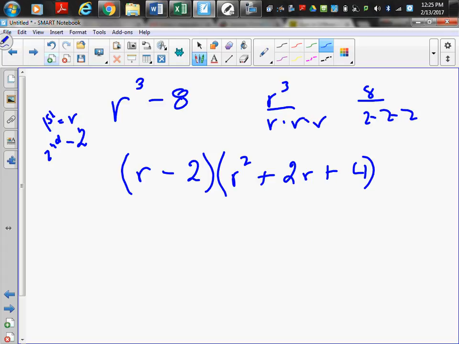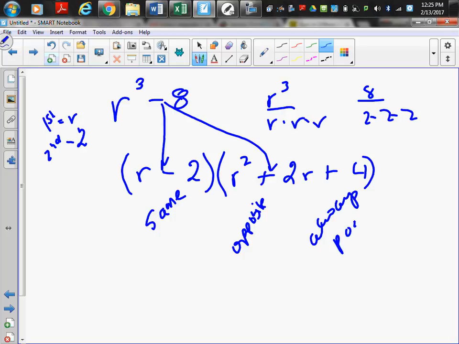Say again? Yes. This one is the same. This one is opposite, for addition and subtraction both. And this one is always positive. So this one is same, opposite, always positive. Same, opposite, always positive.